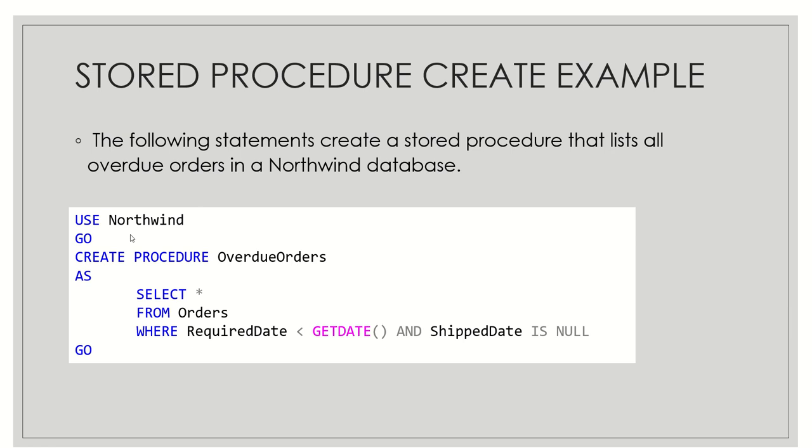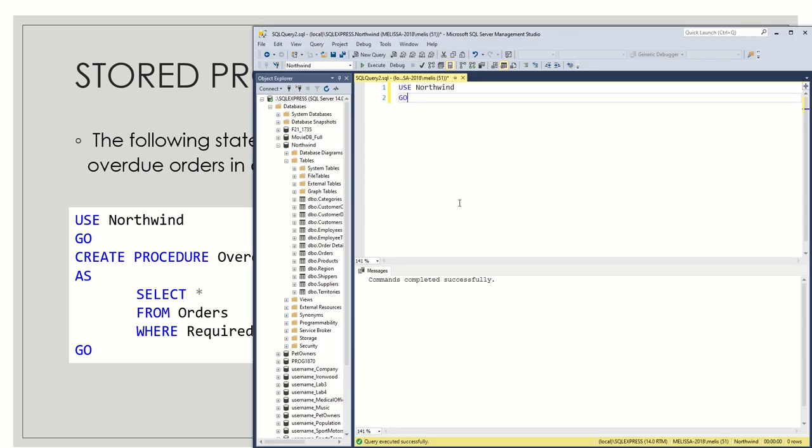This is something that we might want to run every morning when we start our day at work. We want to find out, are any orders overdue? So by creating this procedure, we can call on it, and we wouldn't have to rewrite the select statement every day. All we have to do is execute the procedure. So I'm going to put this code into our SQL Server window.